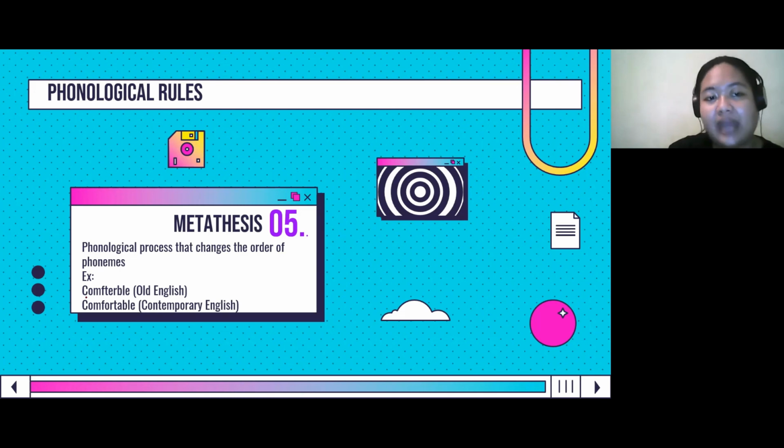Metathesis is a phonological process that changes the order of phonemes. In Old English we have comfortable, but in contemporary English, like we all know today, it becomes comfortable. There's a changing of the order of the phonemes.